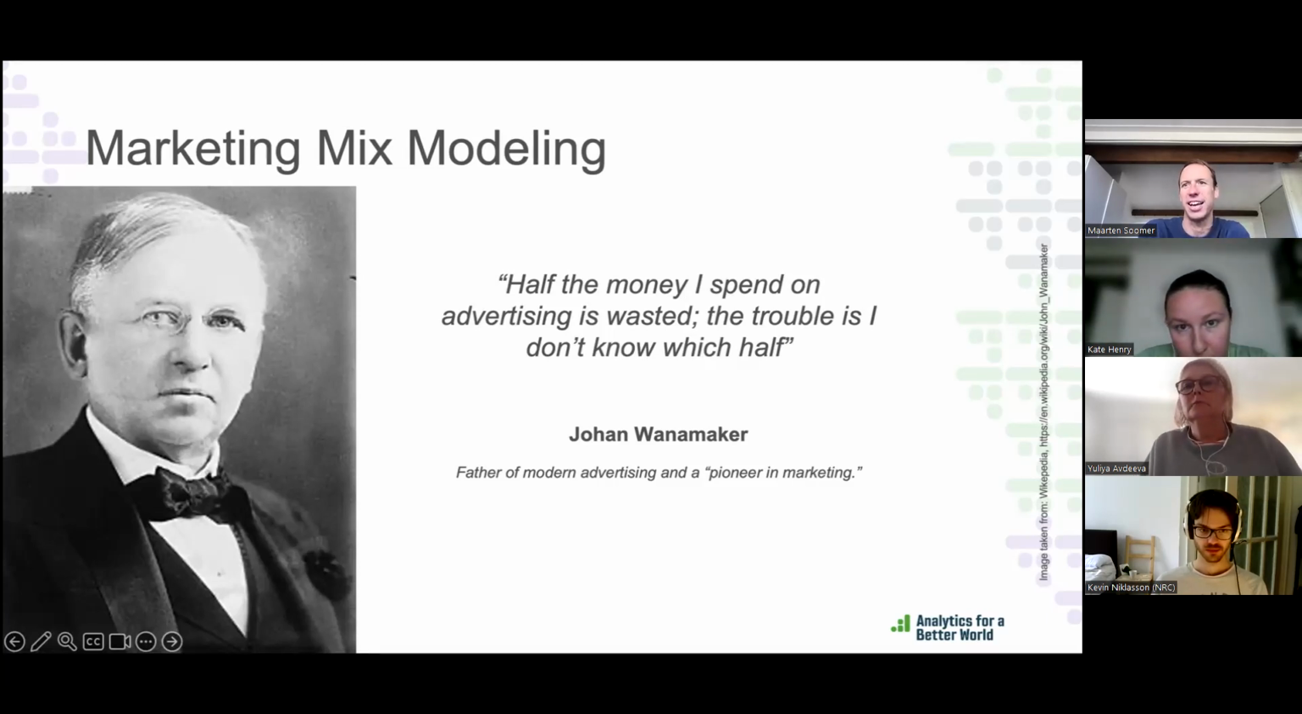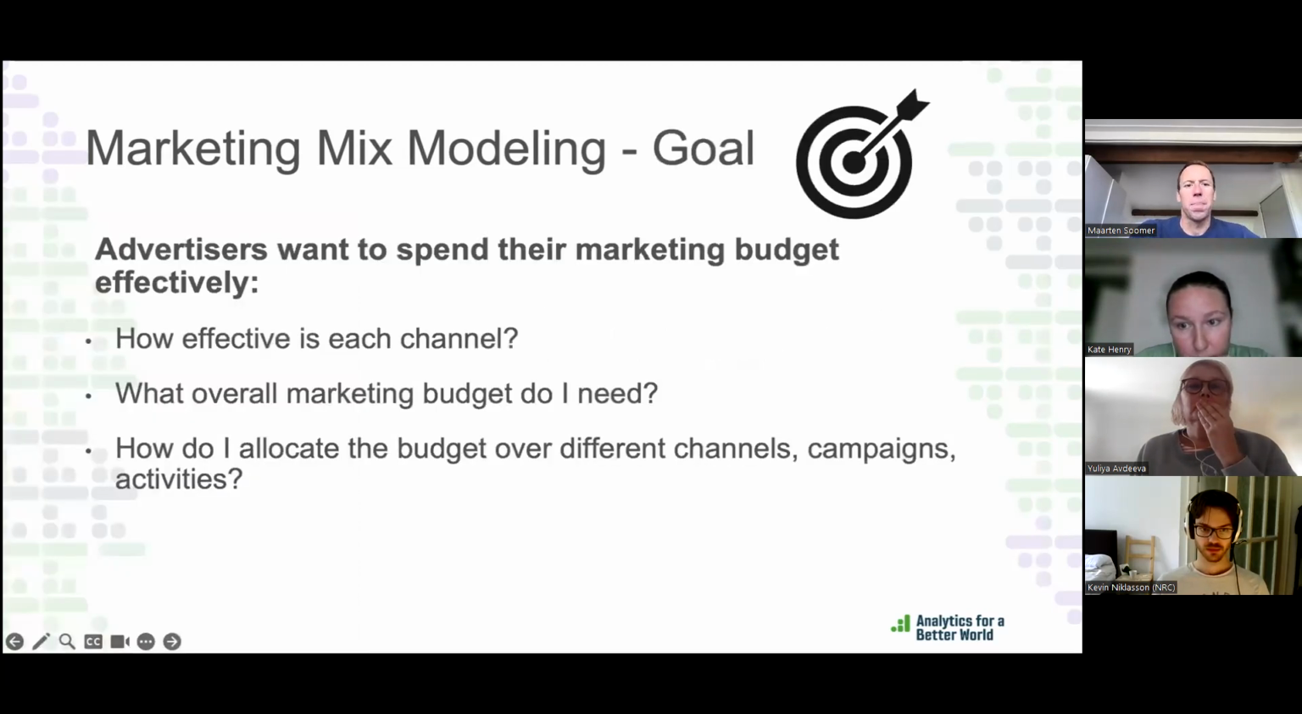Marketing mix modeling is a data science technique that exactly tries to solve this problem that he was having and tries to understand which advertising in which channel, which marketing activity delivers which return. Because of course, also as a nonprofit, especially as a nonprofit, you want to spend your marketing budget effectively. So you want to know from different channels, different activities, how effective are they actually? How much are we getting back from the money that we put in them?